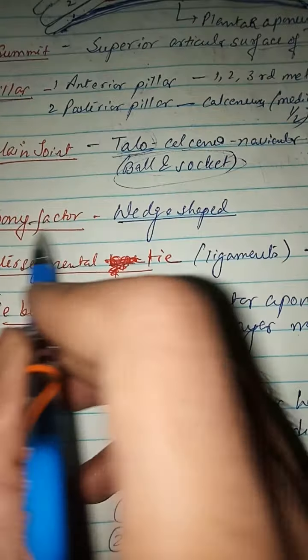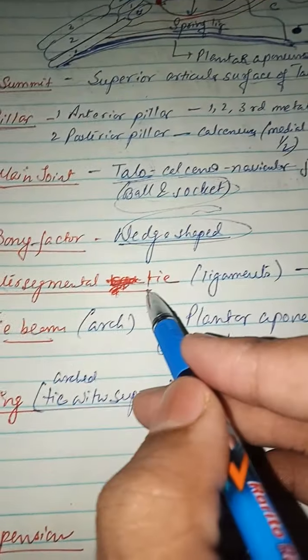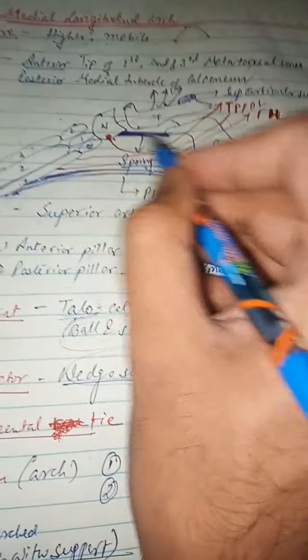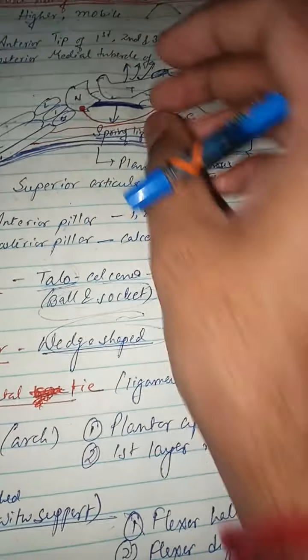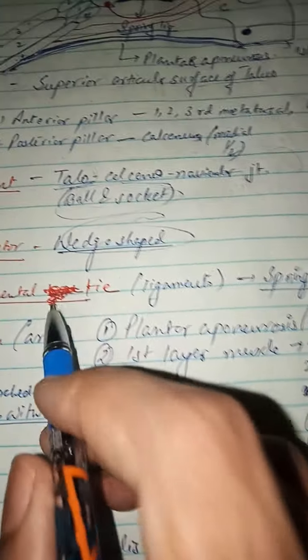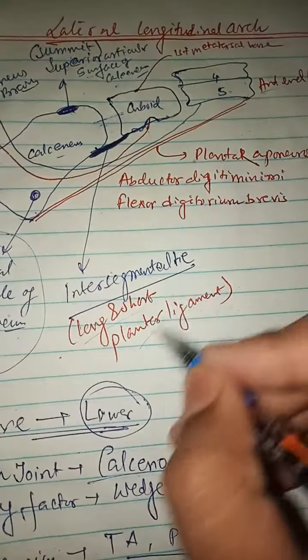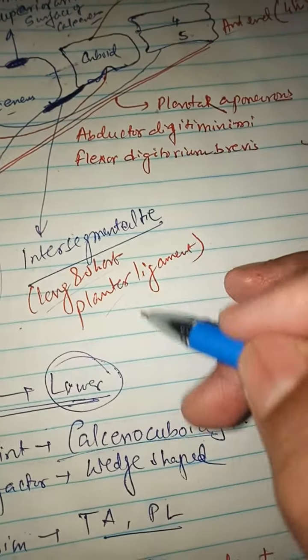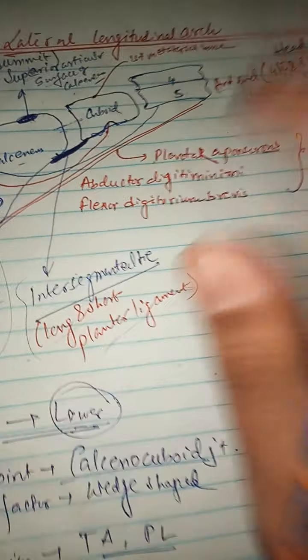Now comes the bony factor. The bony factor for the medial and lateral longitudinal arches is the same, that is, wedge shaped. Now coming to the intersegmental tie, that means the ligament which attaches the segments. In the medial arch it is the spring ligament, the main ligament which is the intersegmental tie. Here, the long and short plantar ligaments are the main ligaments which form the intersegmental tie.